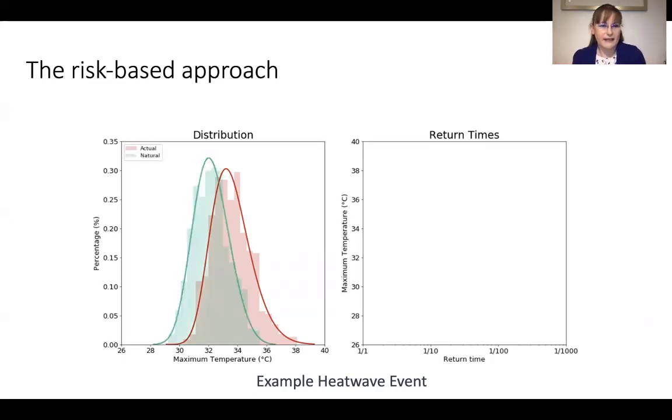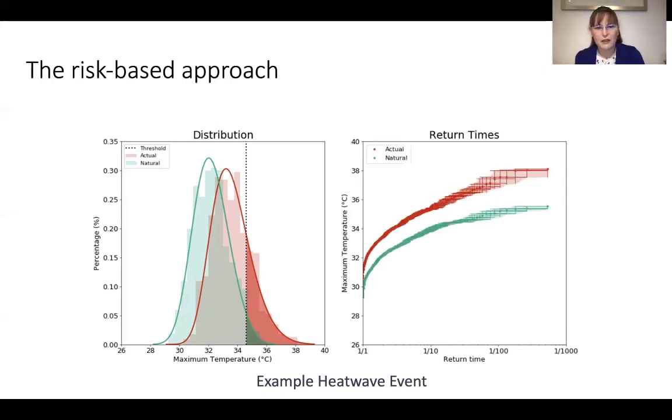If we then compare this to the simulations where we have removed anthropogenic forcings and only include the natural forcings, then we might get something like the green distribution here. And you can see that they're offset from each other. So if we take a particular event threshold, in this case the dotted black line, we look to see how likely it is, what's the probability of exceeding that threshold in each of the distributions.